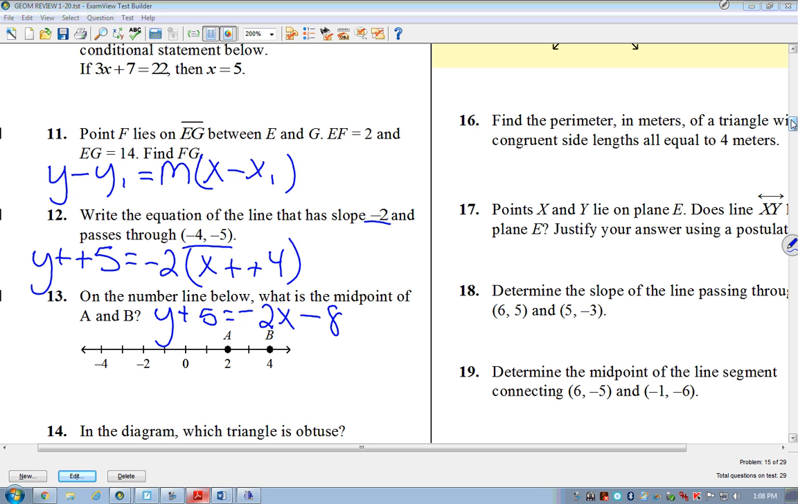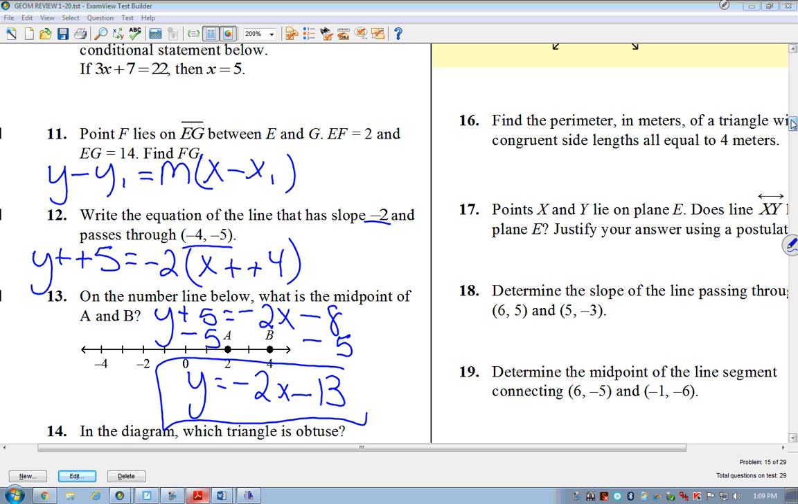Now what do I want to do? Subtract 5 from -8, so we're subtracting on both sides. So I get y equals -2x minus 13, and that's the equation of the line that goes through those 2 points and has that slope. Okay, are we familiar with that?